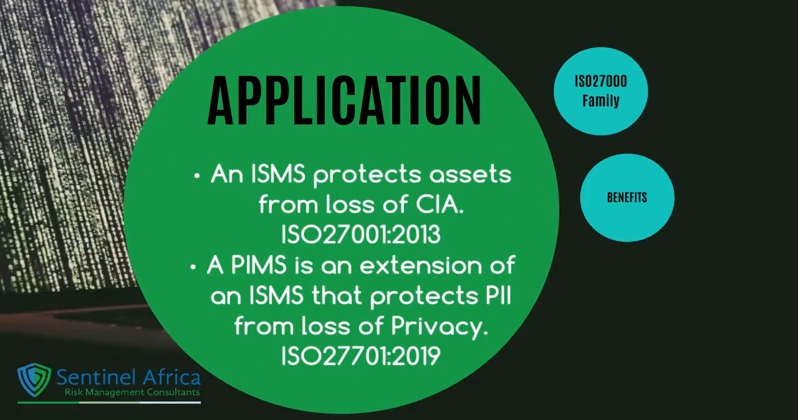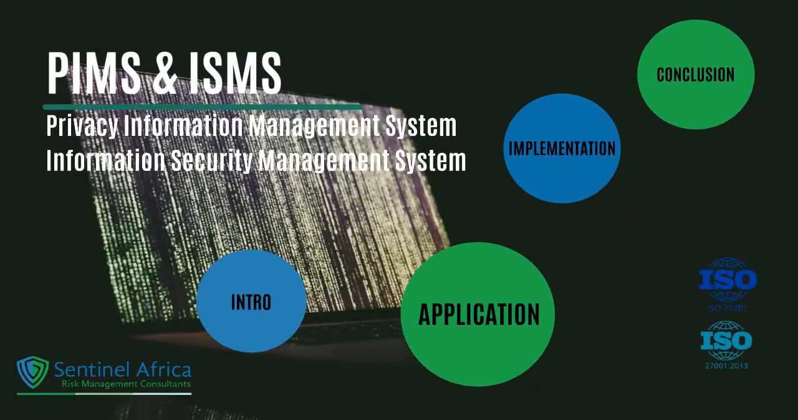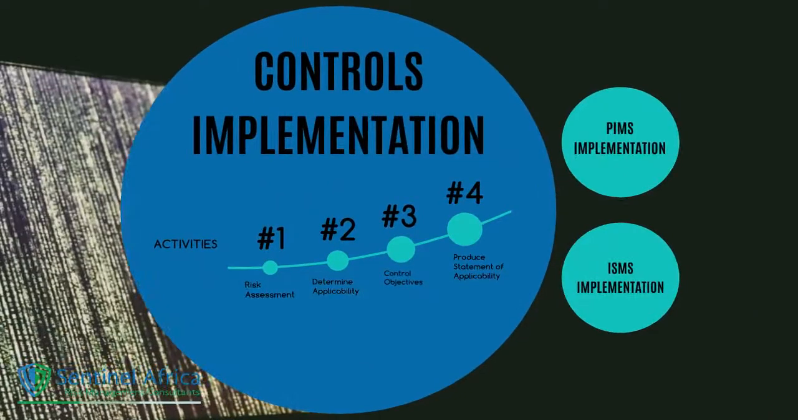So that's a very good thing that you need to think about as you are implementing your ISMS or your PIMS. Now, when it comes to control implementations, we have PIMS and ISMS controls. They are structured in such a way that every control is implemented to achieve a certain objective. So we have control objectives that, as they are implemented, will meet some intended outcome.